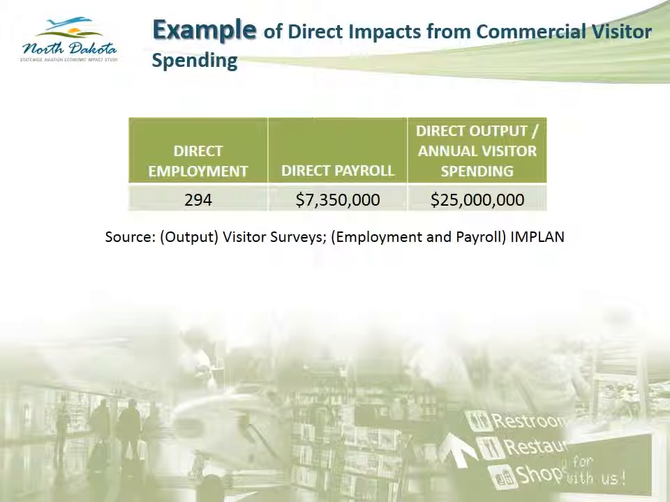So for our example, the 50,000 visitors support annual direct output, or spending, of $25 million. This direct output, using ratios from the IMPLAN model, supports 294 direct jobs that have an annual payroll of $7,350,000.